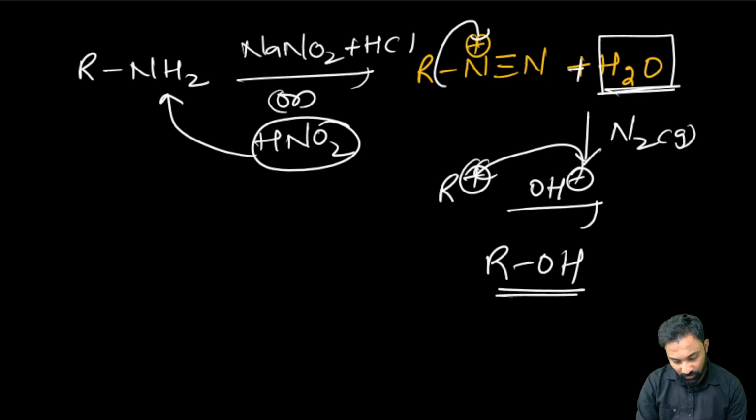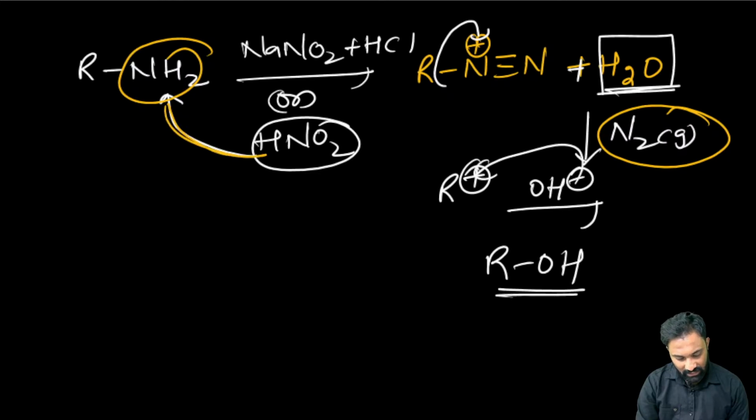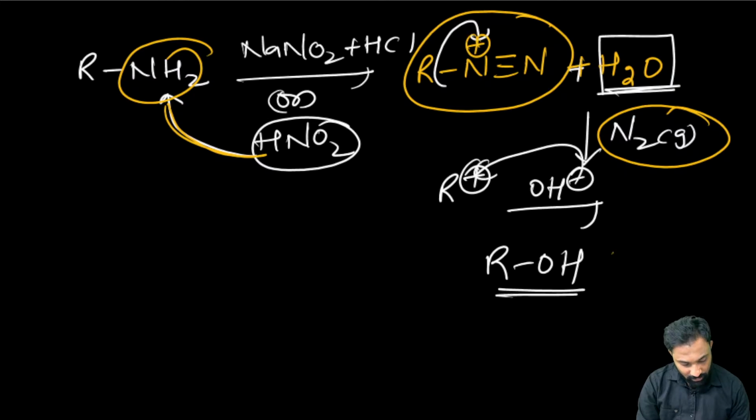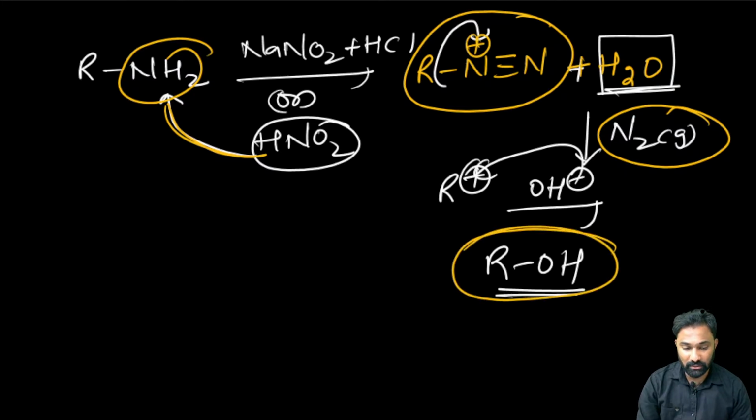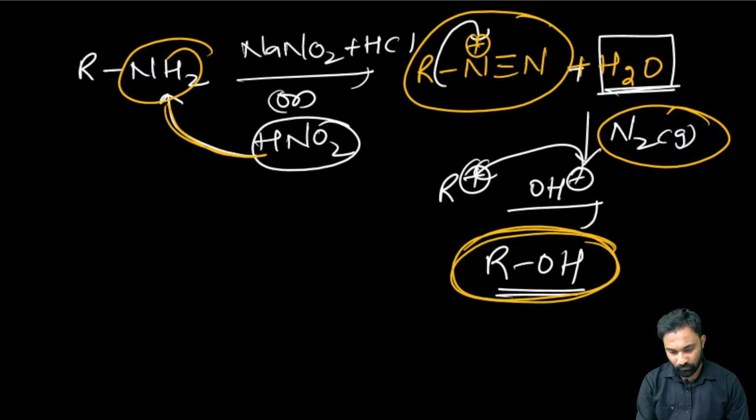My dear friends, you have to be very careful that when 1 degree amine has reacted with the nitrous acid, the final product is not the diazonium. The final product is alcohol. Clear? You have to be very careful in this one. The final product will be the which one? Alcohol. Right? This is about the 1 degree amine.